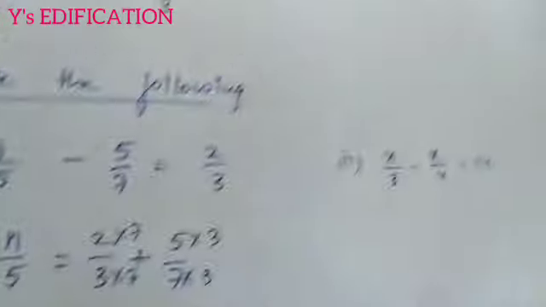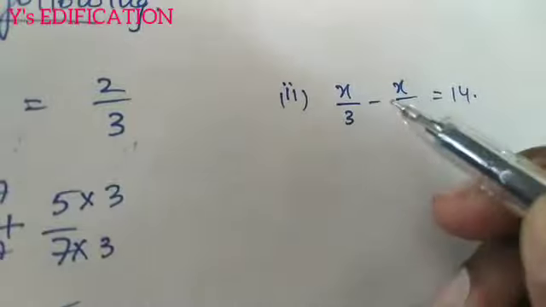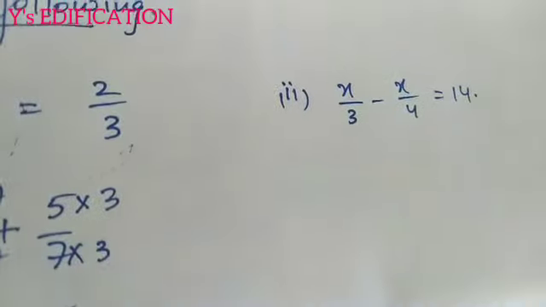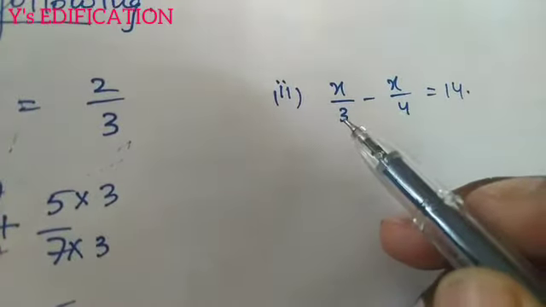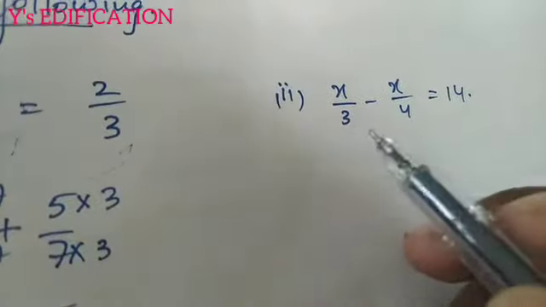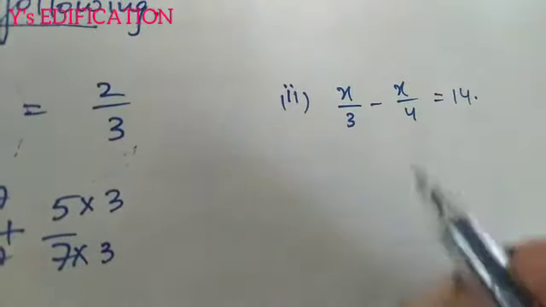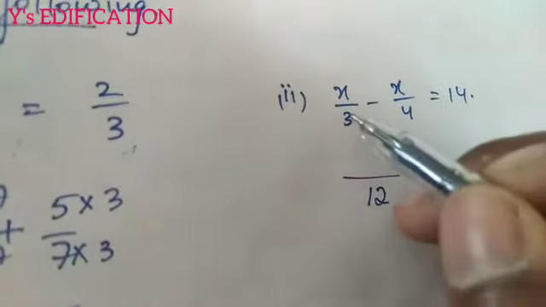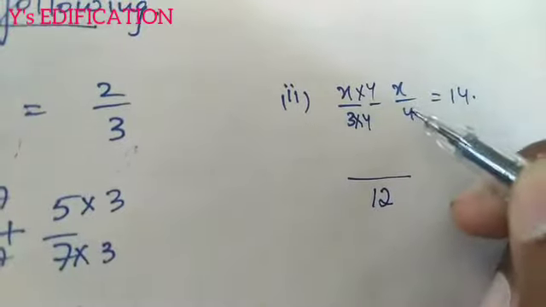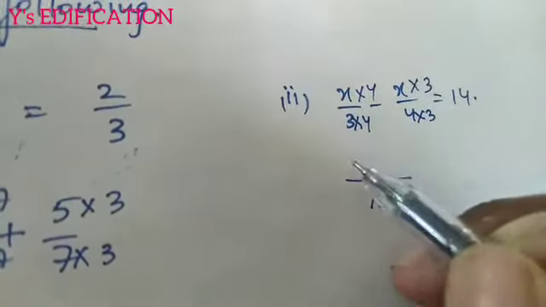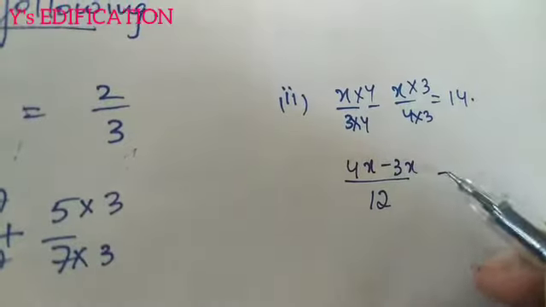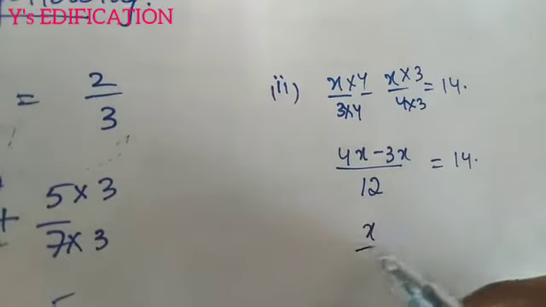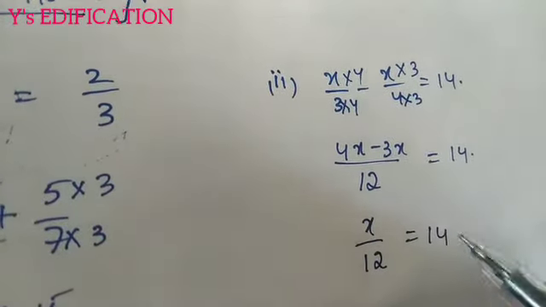In the similar way, let's do some more problems. Here x by 3 minus x by 4 is equal to 14. We have to find the value of x. So first of all, we make it a single fraction. That means we have to take the LCM for 3 and 4. What is the LCM for 3 and 4? It is 12. So we have to multiply this number with 4 and this number with 3. So it will become 4x minus 3x is equal to 14. So 4x minus 3x is x by 12 is equal to 14.